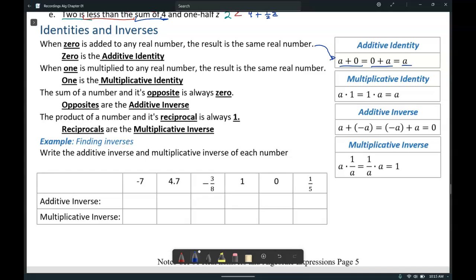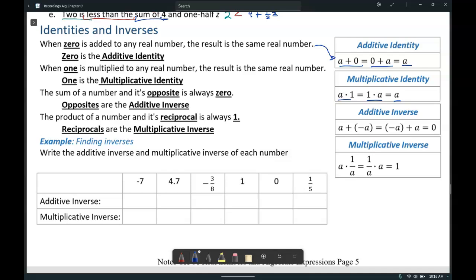When 1 is multiplied to any real number, the result stays the same. A times 1 is equivalent to 1 times a, which equals a. We see that identity show up a lot with coefficients and variables. If we don't have a coefficient listed, we assume that it is a 1 because of this identity.